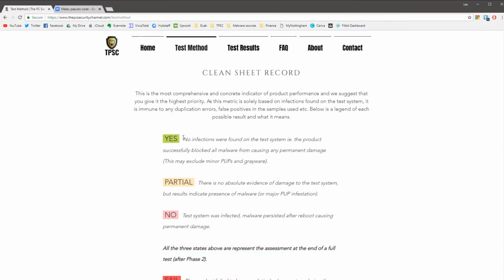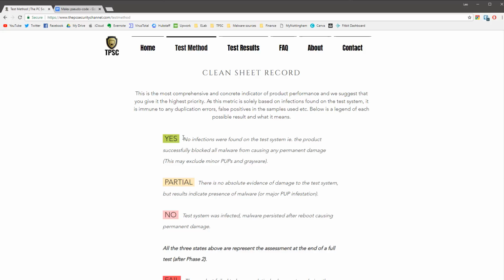So a yes in a clean sheet record means that no infections were found on the test system and there was no permanent damage. Again, it's not a hard rule, so maybe if there's one PUP, I might still grant the product a clean sheet. But in general, the idea is the system should be clean and not compromised in any major way.